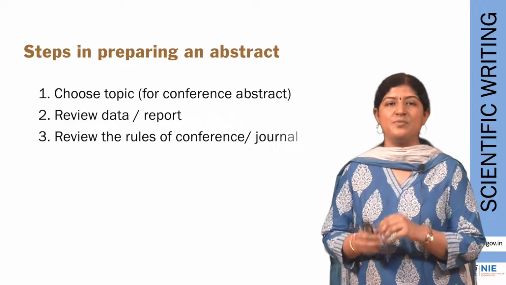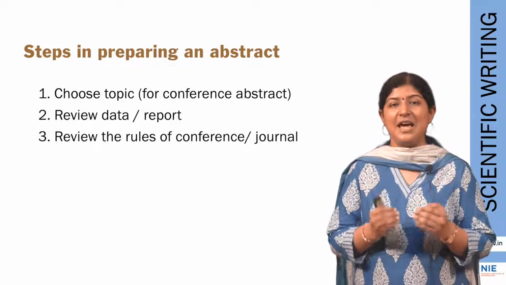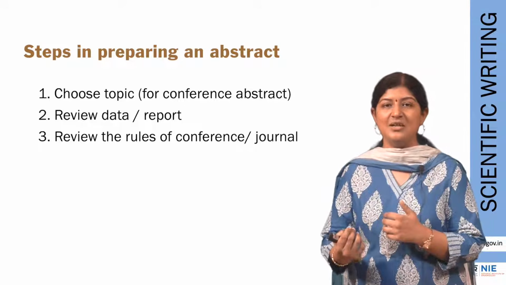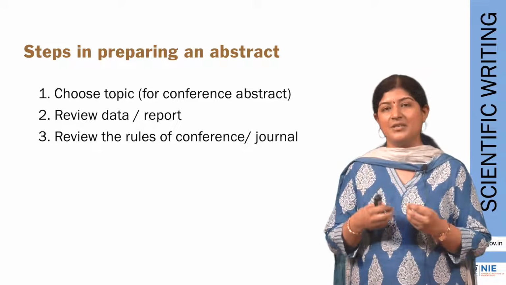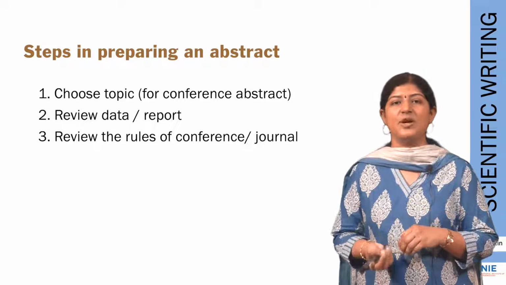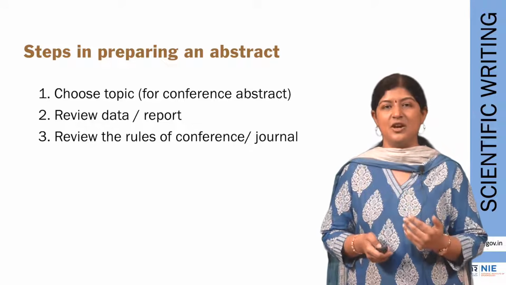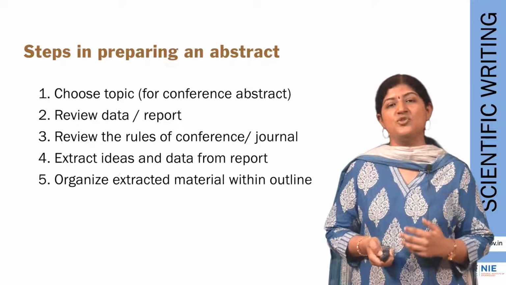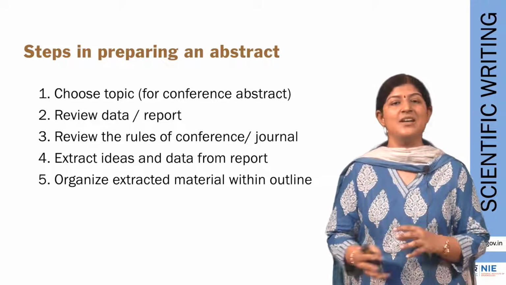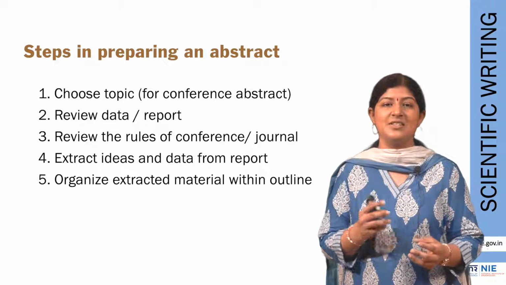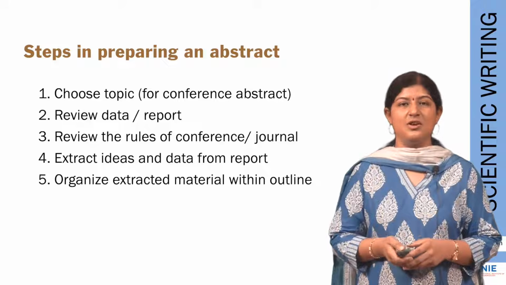The third step in preparing an abstract is to look at the rules of the journal and conference and then adhere to the rules, be it the word limit, the structure, or the requirement of an additional table, an additional video or an additional graph. After having reviewed the rules of the journal and the conference, the fourth and fifth steps are to extract relevant information from your data and manuscript and to organize it within the outline of the abstract as prescribed by the journal or the conference.